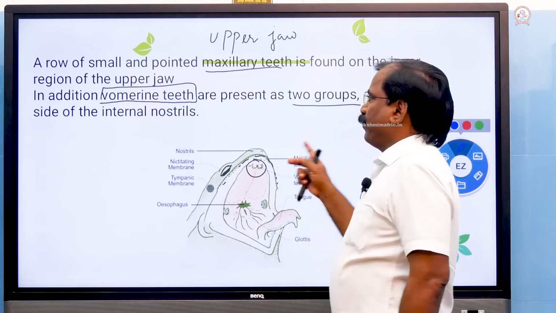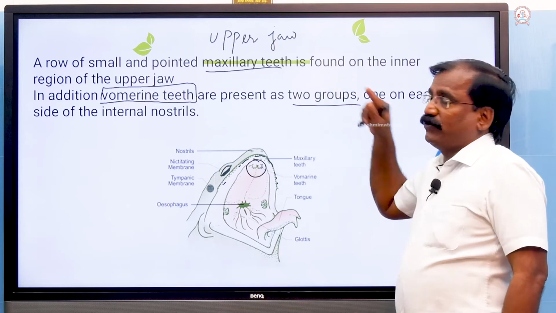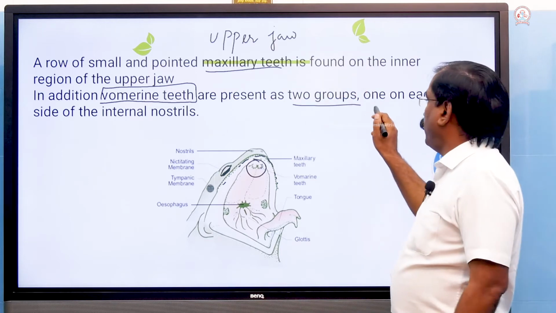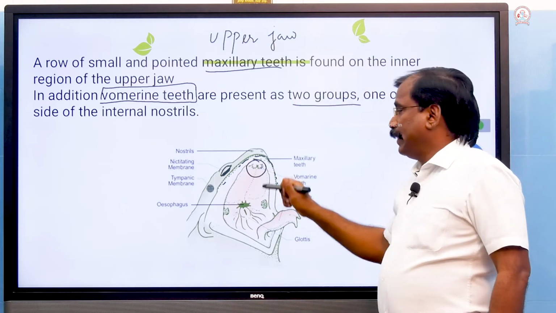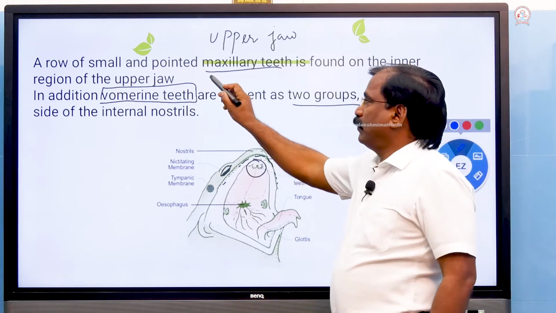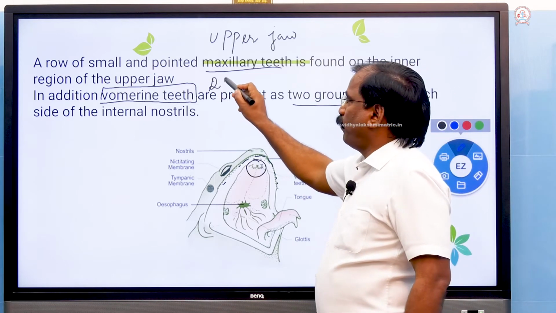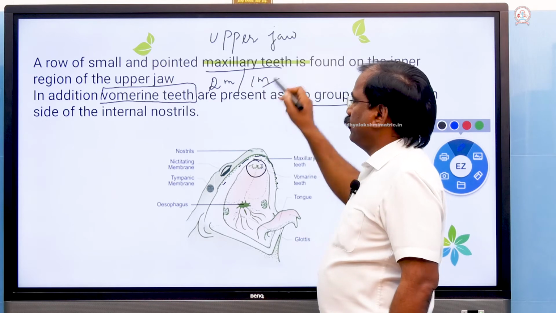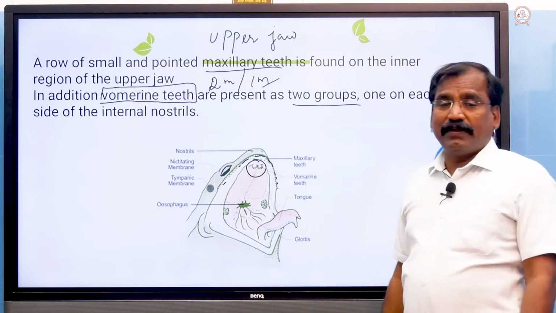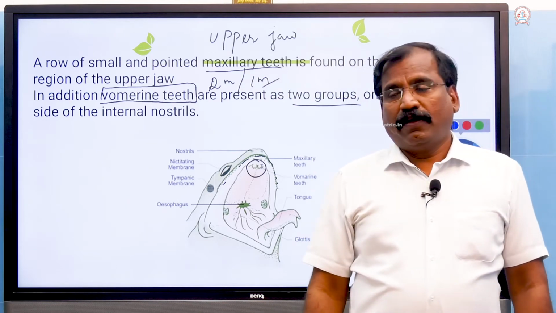In addition to the maxillary teeth, there are two groups of vomerine teeth, that is important. This is important from a 2 marks or 1 mark point of view. What are vomerine teeth, and what is their function?